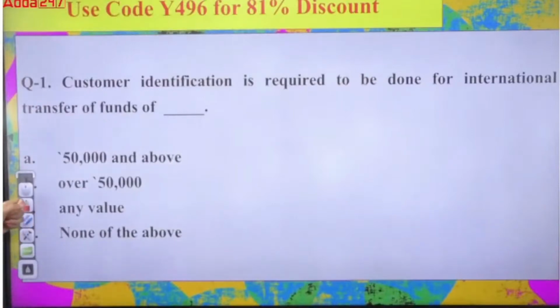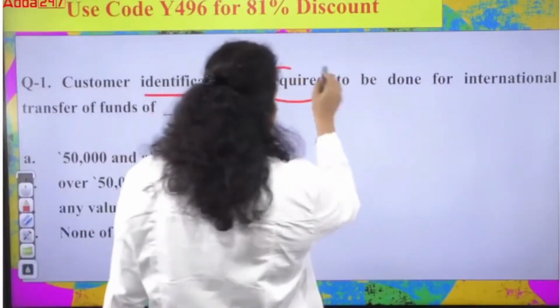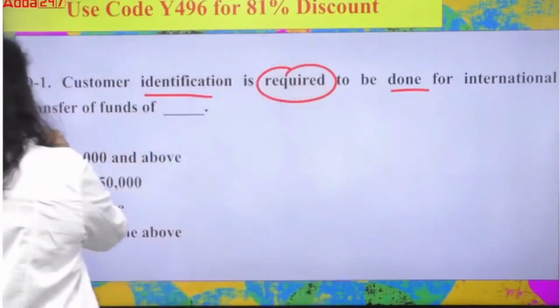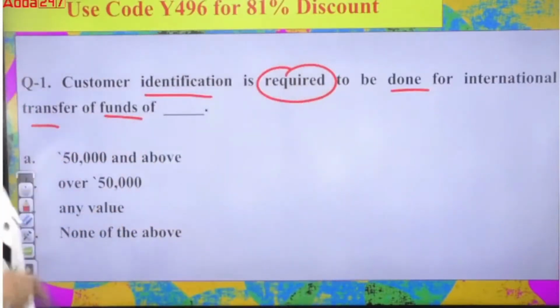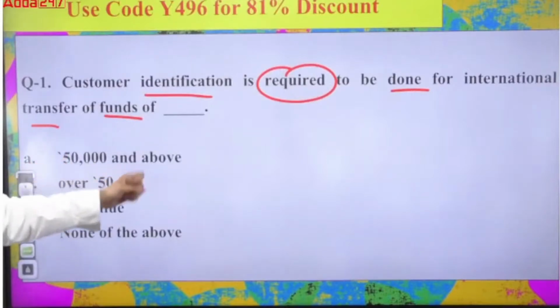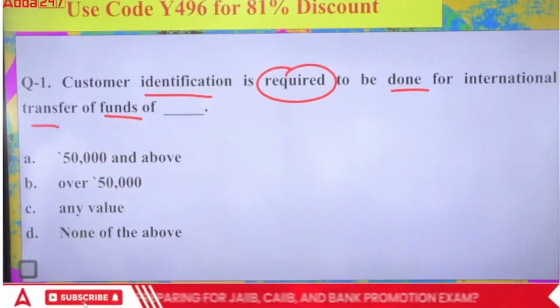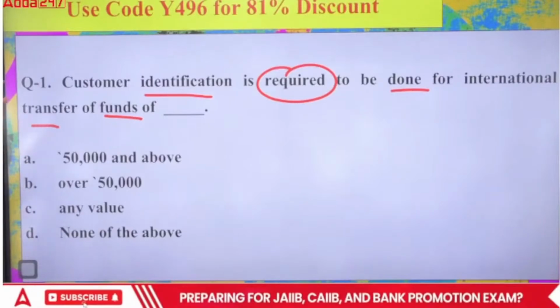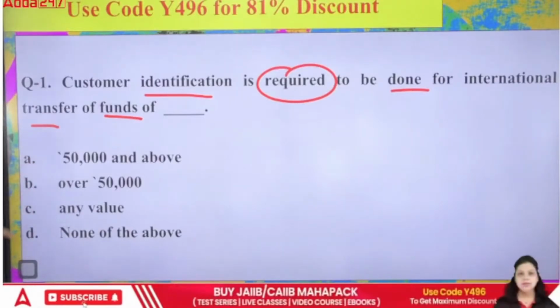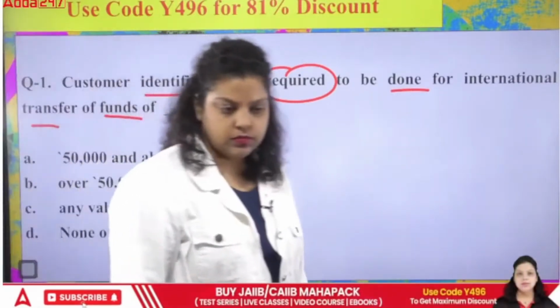So the first question is talking about customer identification, which is required to be done for international transfer of funds. First, 50,000 and above amount; second, over 50,000; third, any value; and fourth, none of the above. So what do you think in case of international transfers? In which of the following options will customer identification be required?